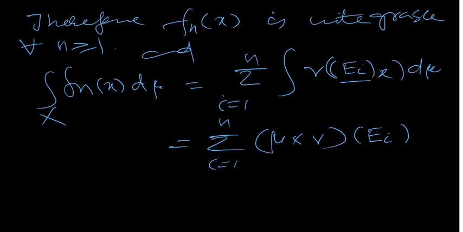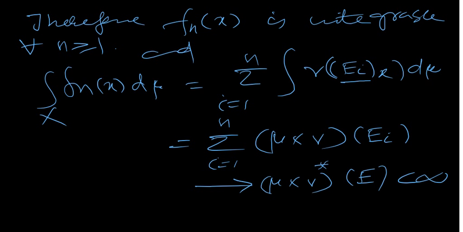And you can see this: as n approaches infinity, this will increase to mu cross nu star of e, which is finite. So the integral of fn(x) is finite. It's a monotonic increasing sequence, because fn is a sum of positive numbers. So if you increase the value of n, fn(x) will increase.